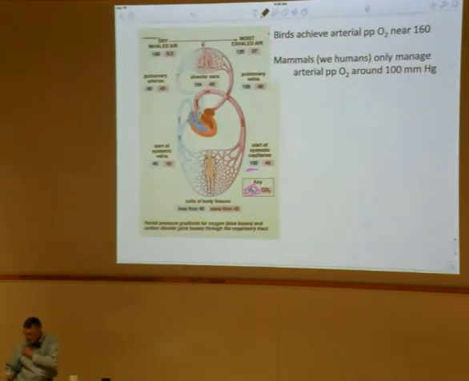So birds achieve arterial partial pressures of oxygen that approach 160. Mammals, the best we do is around 100, maybe a bit more than that.